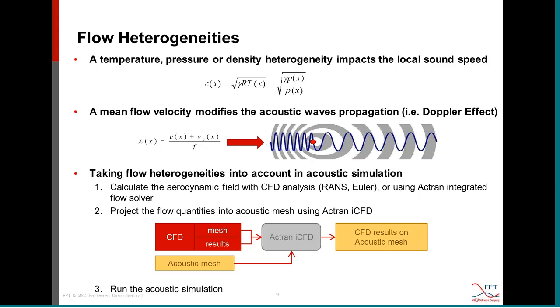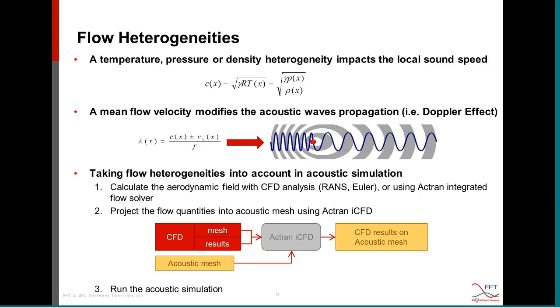In Actran, when we need to take the flow heterogeneity into account, we will typically run, in the first step, a RANS CFD analysis, which is a steady CFD analysis that outputs the flow velocities and the temperatures or pressure or the air density, etc. In Actran, we also have an integrated flow solver that can solve the flow velocity and the temperature field.